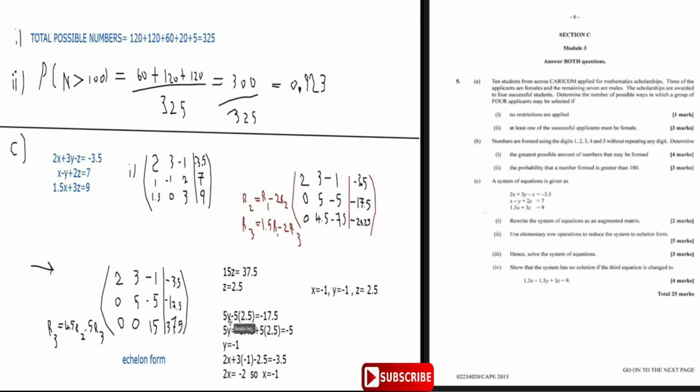Transposing, we bring it over, it becomes plus, then divide through by 5. Minus 17.5 plus 5 times 2.5 is minus 5. y is indeed minus 1. Going into the first equation, 2x plus 3y minus z, so that's 3 times minus 1 minus 2.5, which is minus 5.5. Bring it over here, 5.5 minus 3.5 is positive 2. So x is positive 1. All right, that should be it now.